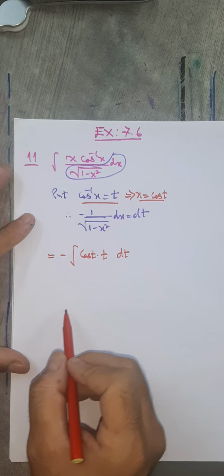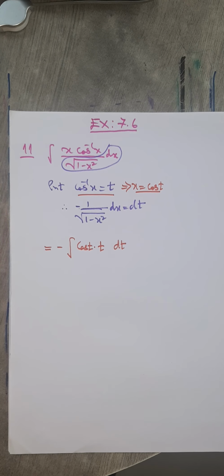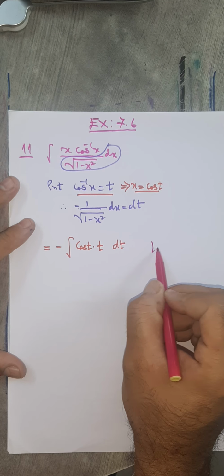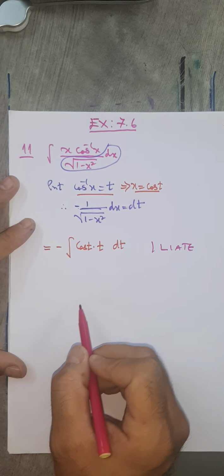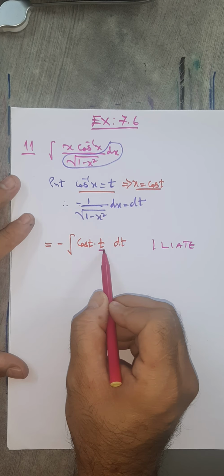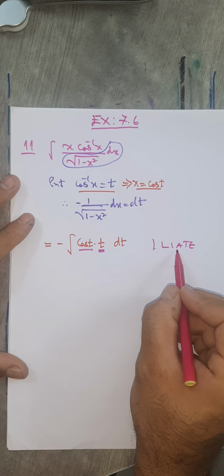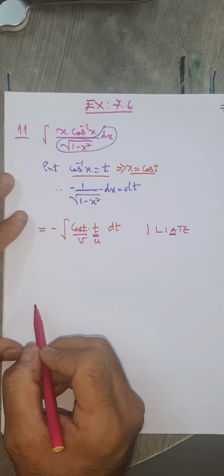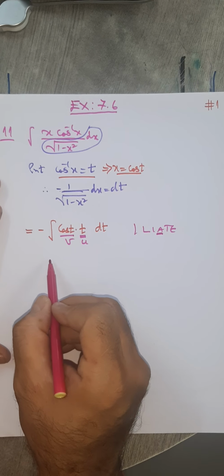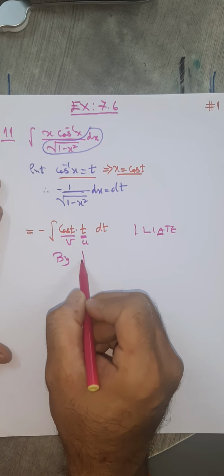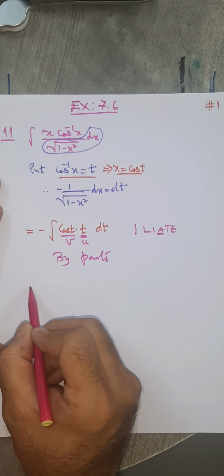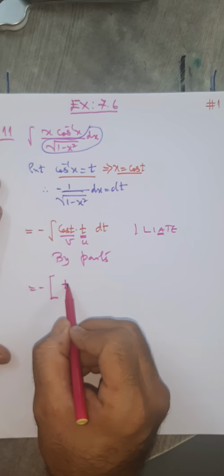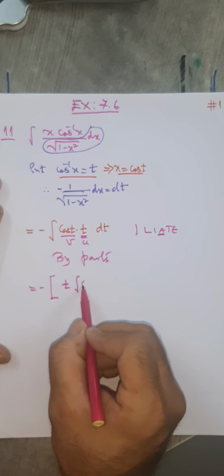So now the entire integral is reduced in terms of t. Now we know how to do by parts. Product of two functions. Use the ILATE rule to decide u and v. Now this is a combination of algebraic and trigonometric. So algebraic occurs first. So this should be u and this should be v, remember. So we do by parts now. So by parts integration here. Minus sign is already there outside. t will come out, integral of cos t here.